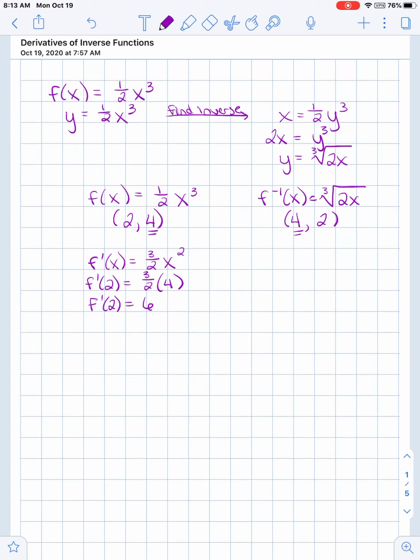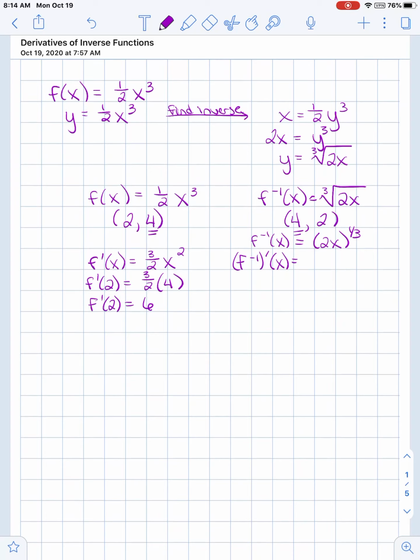Now let's find the derivative of the inverse function. I'm going to get to use the chain rule. So I'm going to rewrite this first before I start to differentiate. 2x to the 1/3. Now, to find the derivative, the notation is really interesting. It's the inverse and then the derivative of that inverse.